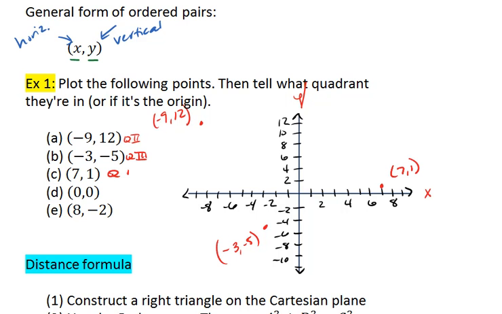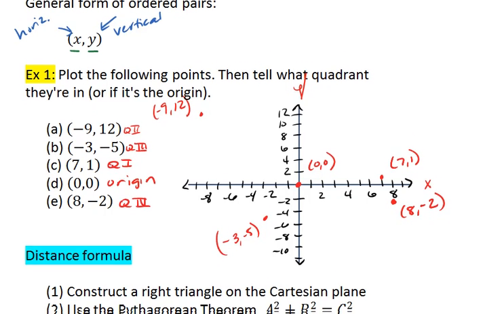is in quadrant 1. 0, 0, which is our origin, and 8, -2, which is in quadrant 4. Check your answers, make sure that you got them right. When you're ready, move on to the distance formula.